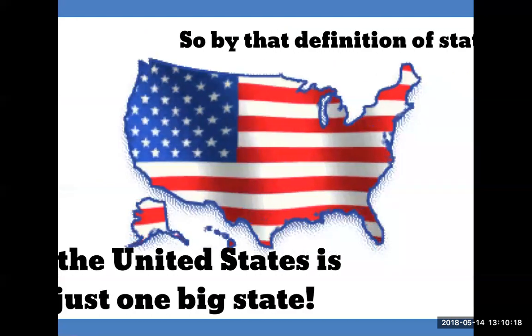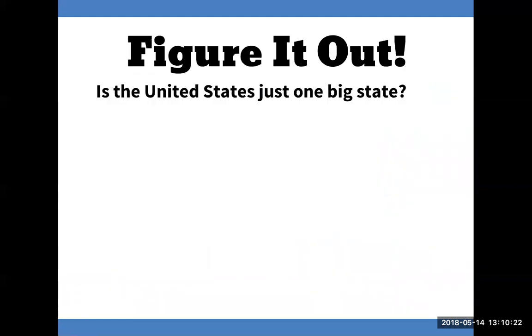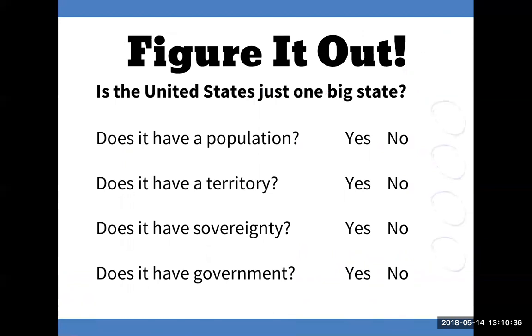So by that definition of state, the United States is just one big state. Figure it out. Is the United States just one big state? Does it have a population? Does it have a territory? Does it have sovereignty? Does it have government? The answer to each of these questions is yes.